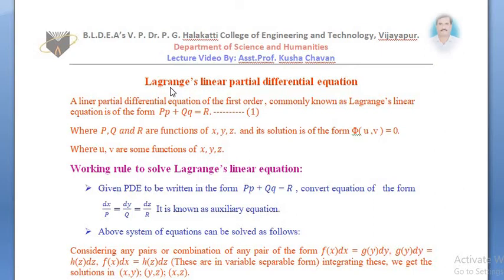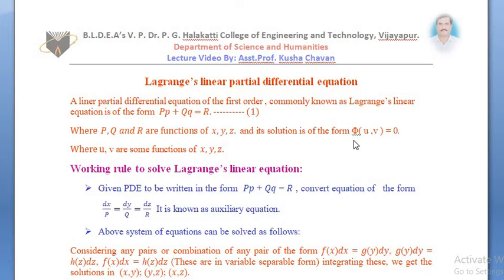Now I am taking module 3, Lagrange's linear partial differential equation. A linear partial differential equation of the first order, commonly known as Lagrange's linear equation, is of the form capital P p plus capital Q q equal to capital R. We call it expression 1, where capital letters P, Q and R are functions of x, y, z, and its solution is of the form phi of u, v equal to 0.